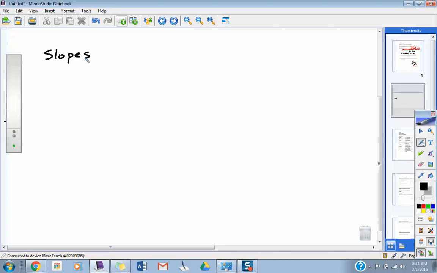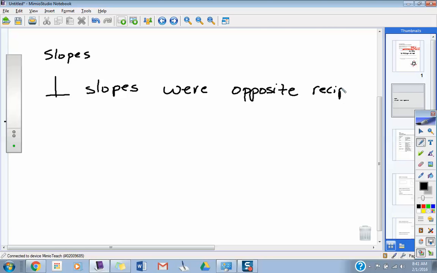Okay. If we had two lines that were perpendicular to each other, perpendicular slopes were the following. First word's opposite. Anybody remember the second word? Opposite reciprocals. Great, Taryn. Opposite reciprocals. So just a quick refresher from what we did a long time ago.